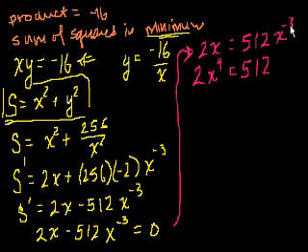X to the third times x to the minus 3 just equals 1. Divide both sides of this by 2, you get x to the fourth is equal to 256. And if it's not immediately clear what this is, x is going to be the fourth root of 256. If you don't know that immediately, you can think, well, what's the square root of 256? Well, it's 16. And then what's the square root of that?